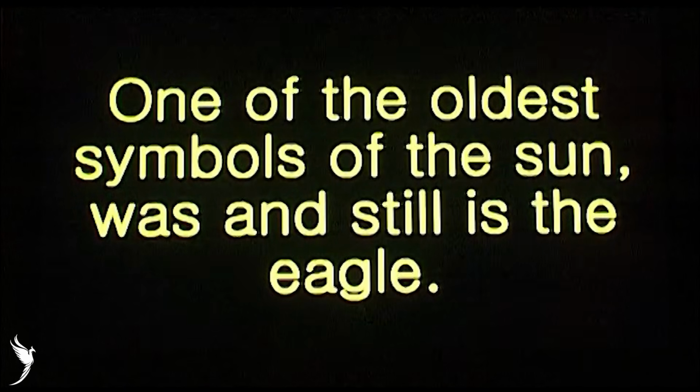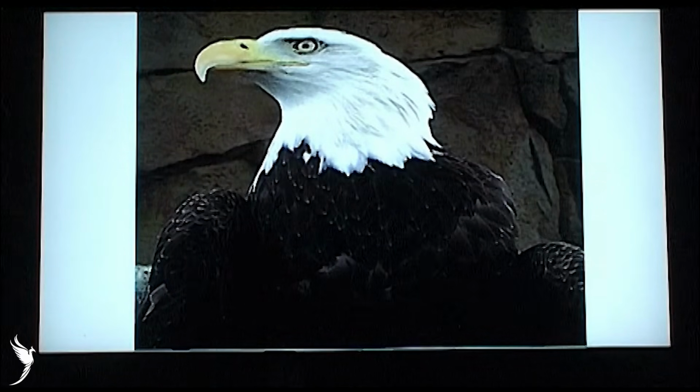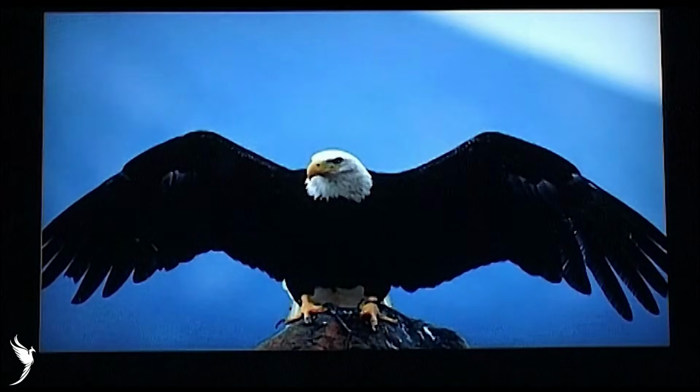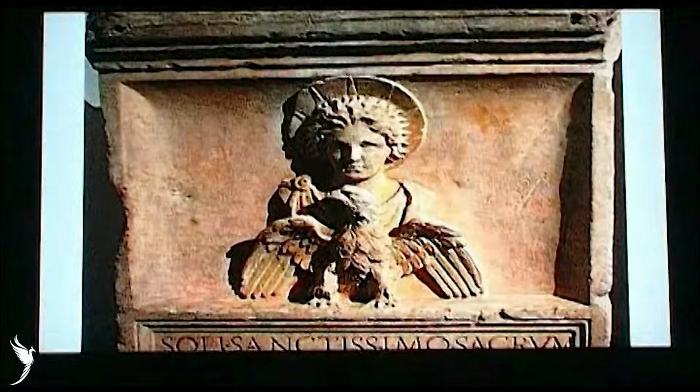One of the oldest symbols of the sun was and still is the eagle. And this is something a lot of people do not know, that almost all the ancient civilizations in the world had an eagle somewhere in their symbolism. And the eagle always, and in every case, represented the same thing. It was always a symbol of the sun. Why? Because eagles can fly so high and they have sharp vision and they're able to see things and overview the whole earth. So ancient Romans, of course, as I said, used the eagle to symbolize the sun.